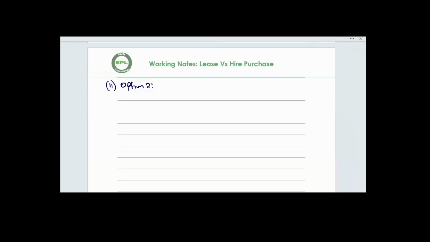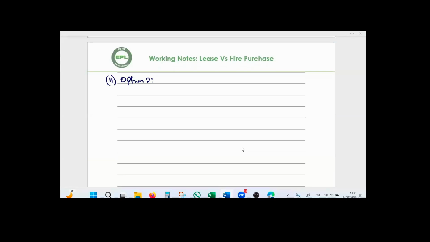Option 2. According to the question, the second option is to lease. You are told that the company can lease the machine under an agreement which would entail payment of 4,800 naira at the end of each year for the next 5 years. So the annual lease rental is 4,800 naira at the end of each year. Therefore, option 2, lease.